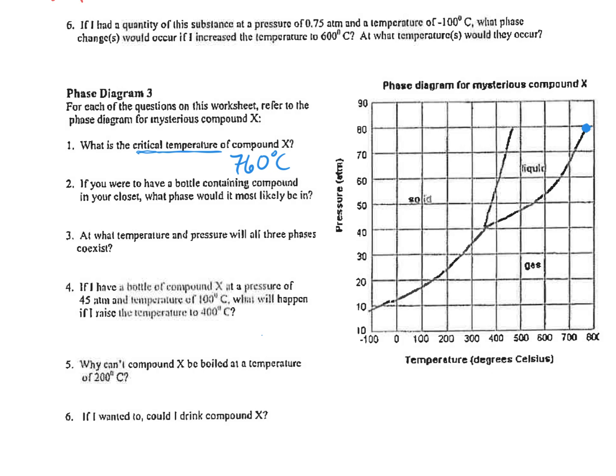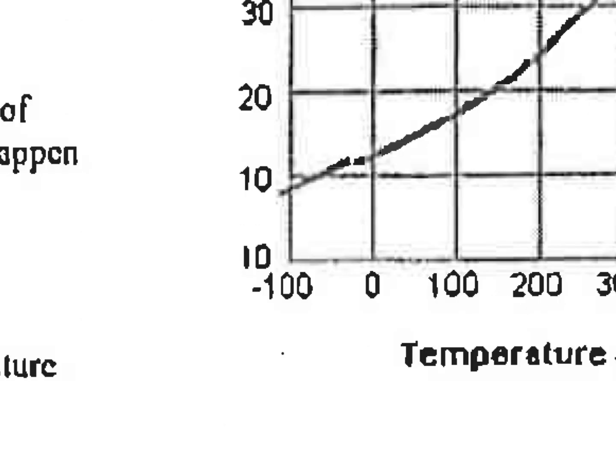If you were to have a bottle containing this compound in your closet, what phase would it most likely be in? Your closet is going to be at 1 atmosphere of pressure. 1 atmosphere of pressure looks like here. I'm going to say that is 1.0 because this is 10. This is a bad graph. This is 10. This is 20. Let's just call this 1 atmosphere of pressure.